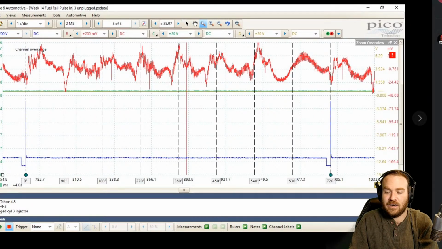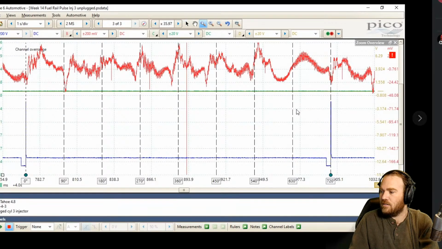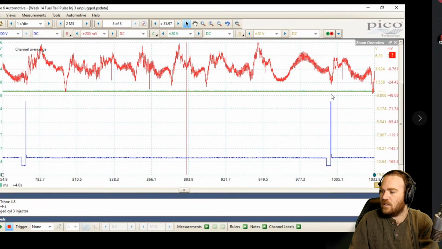Firing order, he has it listed here, 1872, 6543. So are we synced on number 1? Idle, injector number 3. I'm betting we're synced on number 1. So the injector right before it is the one that's unplugged. Let's see if we see a difference there. And we do see a slight difference.